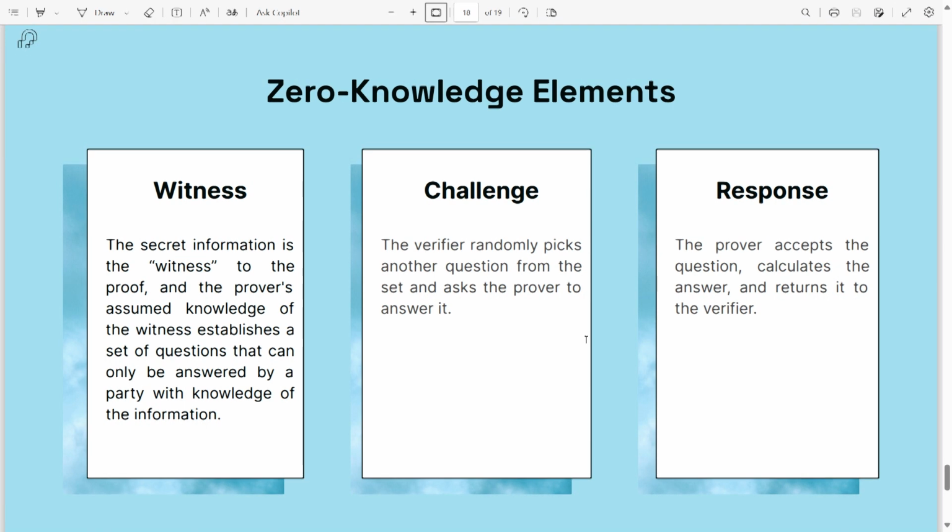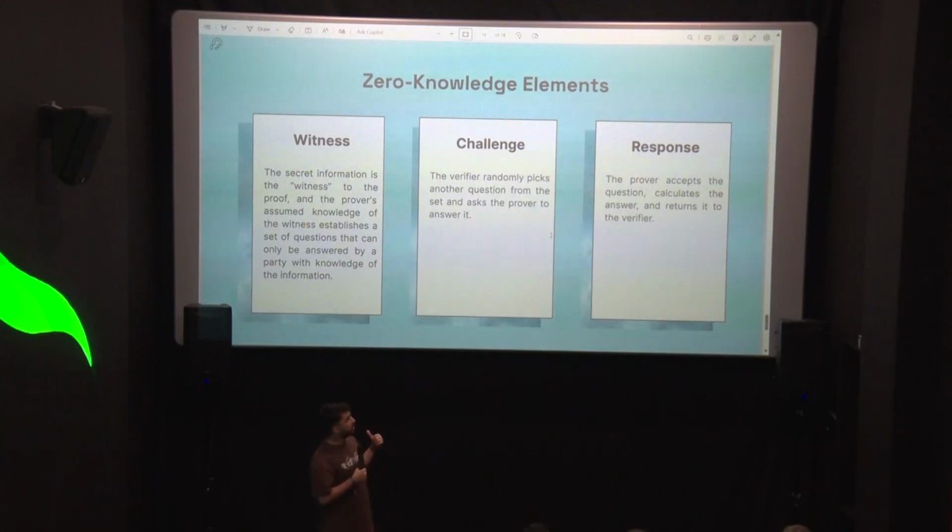a challenge to the prover. So each verifier says that, okay, this guy has the correct witness values because they can solve my challenges. And the response is the response that the prover accepts this challenge and gives back the solution to the verifier, which we call a response.